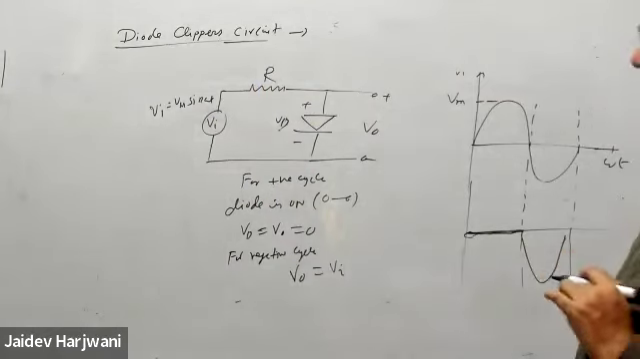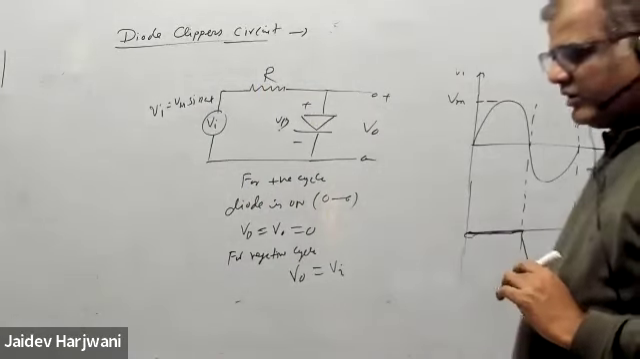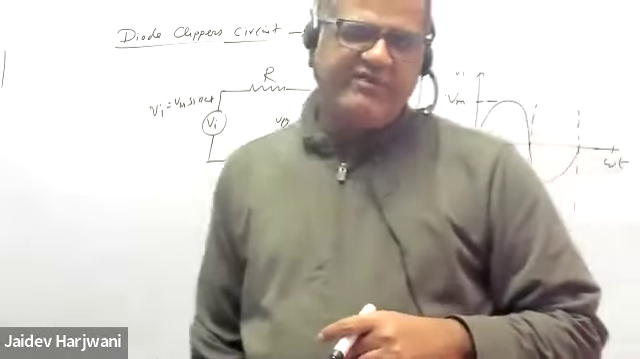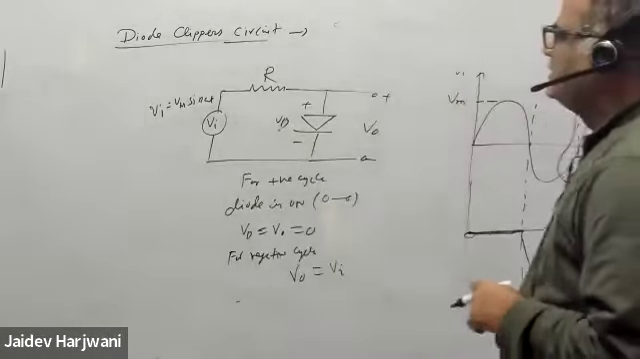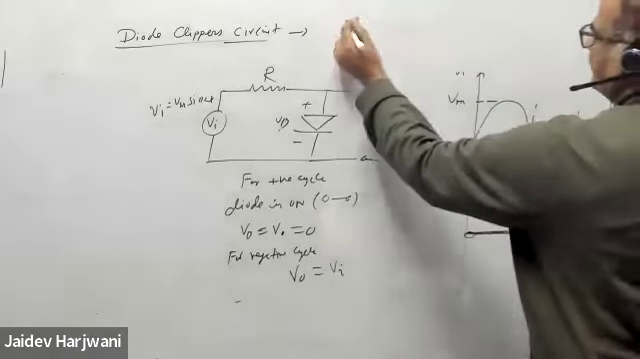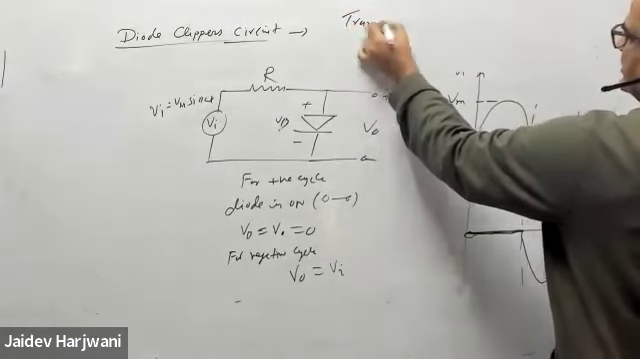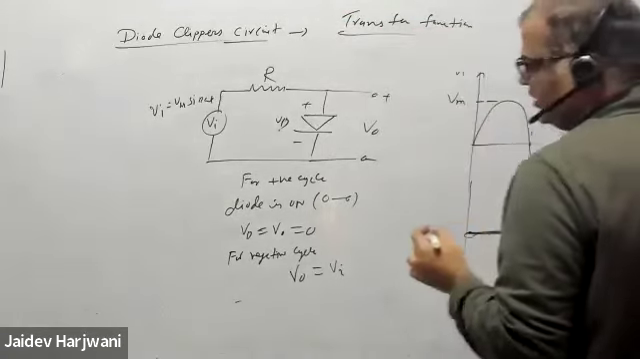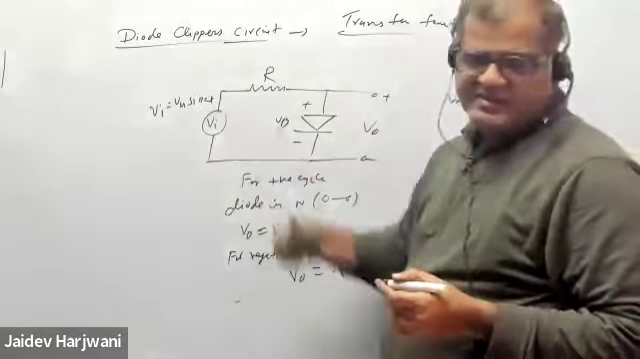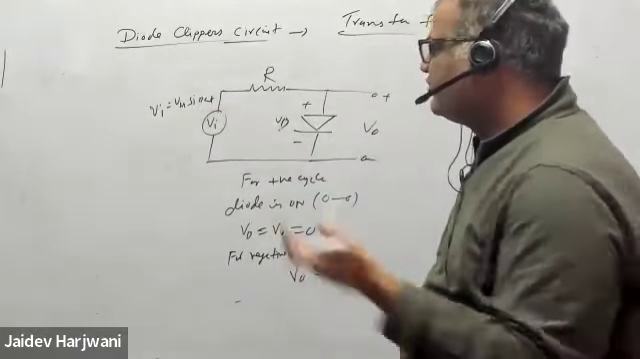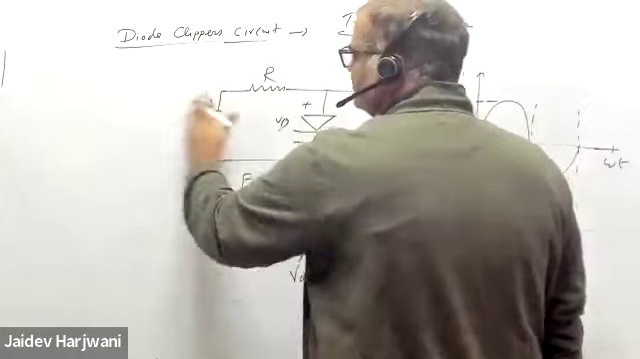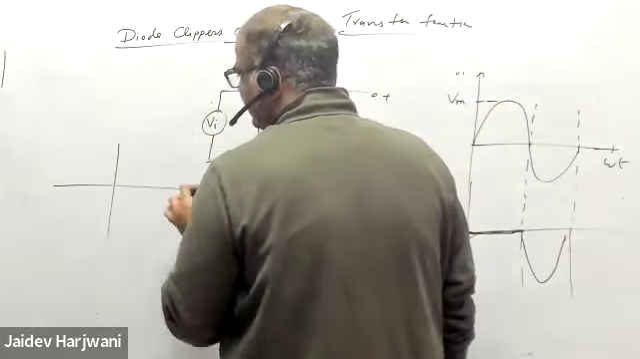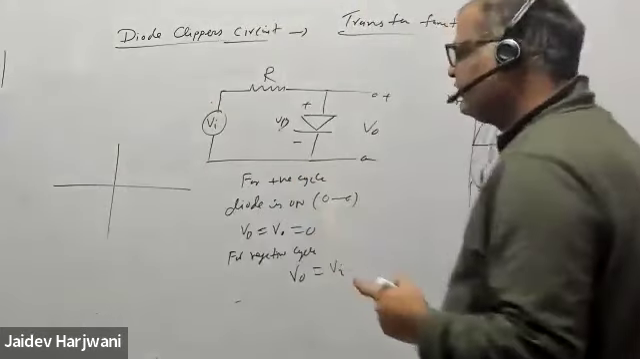Whenever we plot the relation between V output and V input, that is called the transfer function. Here I am putting a sine wave, but it is not necessary that it should be a sine wave. It can be any general V input. In that case, what will happen if I am putting these positive values?